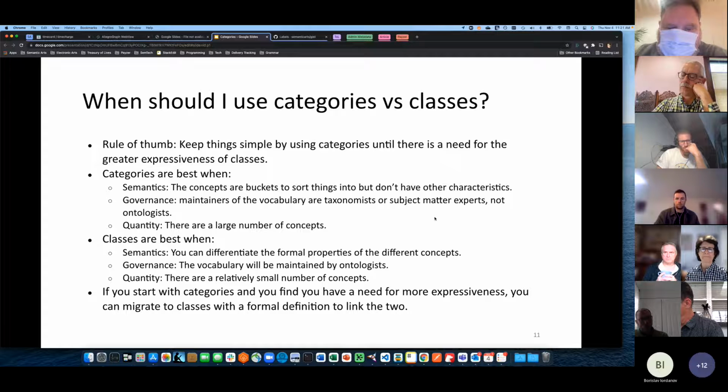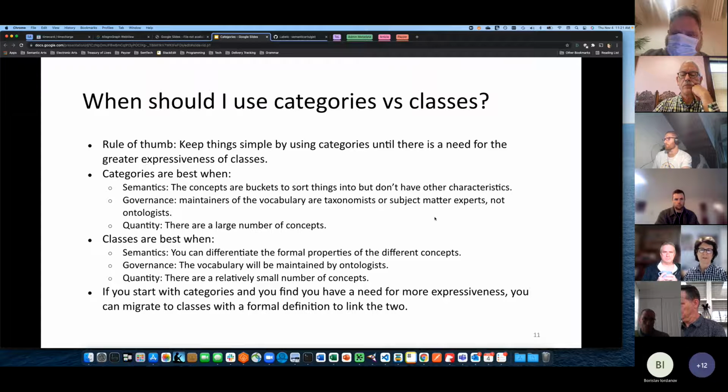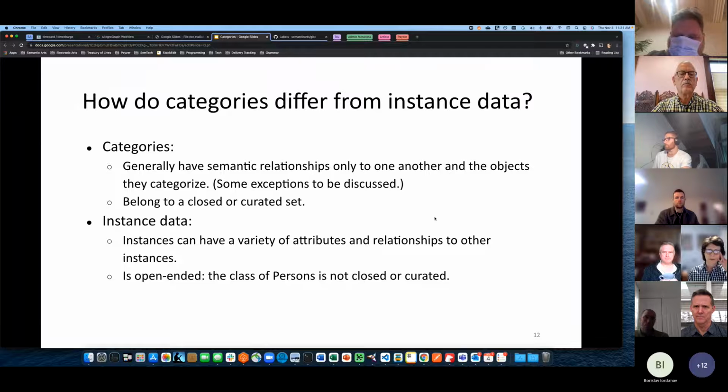and would not translate well to a class hierarchy. So in contrast, classes are best when you can differentiate the formal properties of the different concepts through axioms, as I discussed. And the governance, the vocabulary will be maintained by ontologists, and there are a relatively small number of concepts. And again, if you start with categories and find that you actually do need the greater expressiveness and semantics that classes would provide, there's a way to migrate to classes with a formal definition of links, and I'll show you how that works later.